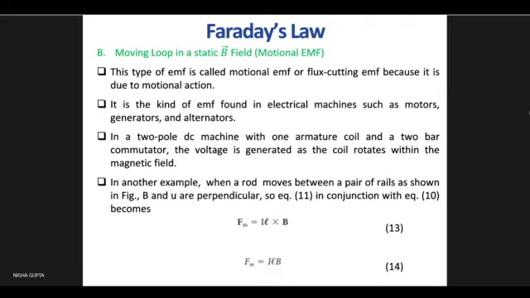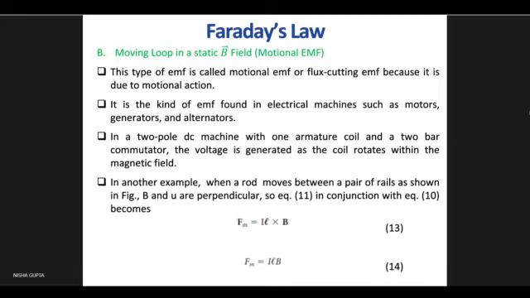Also in a two-pole DC machine, which has one armature coil and a two-bar commutator, the voltage will be generated when the coil rotates within the magnetic field. So this is also evident in the two-pole DC machine. Another example which we can consider is when a rod is allowed to move between a pair of rails.